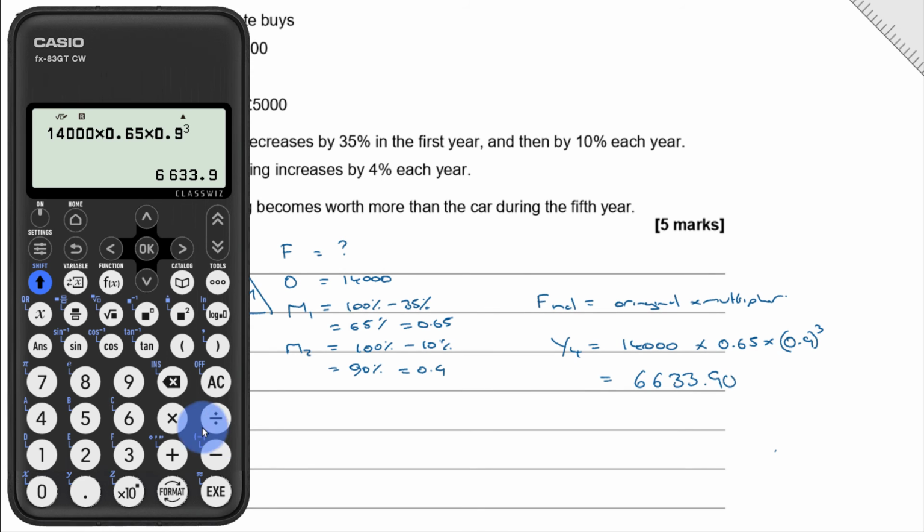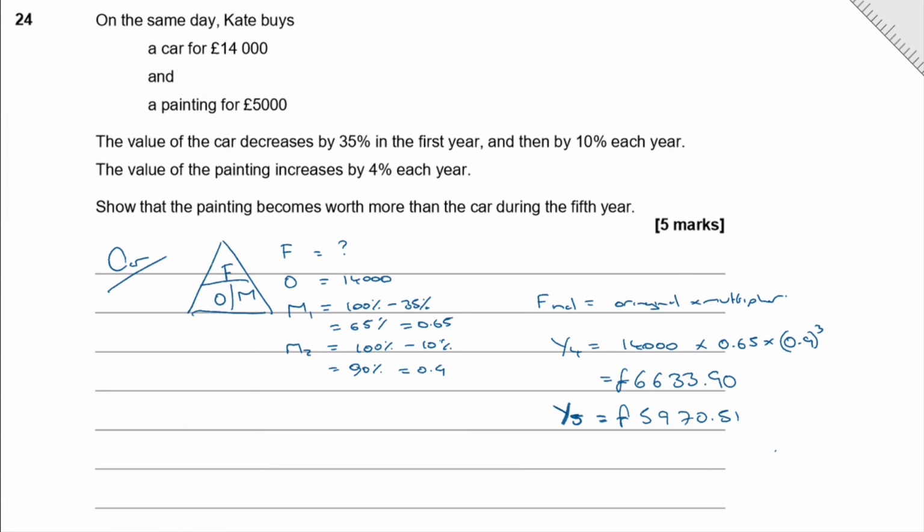6,633.9. That's in pounds, I guess. So, okay, and then in year 5, it's going to be another 0.9 multiplied onto that. So times that by about another 0.9. That comes out to be 5,970.51. Okay, so that's the year 4 and year 5 cost for the car.